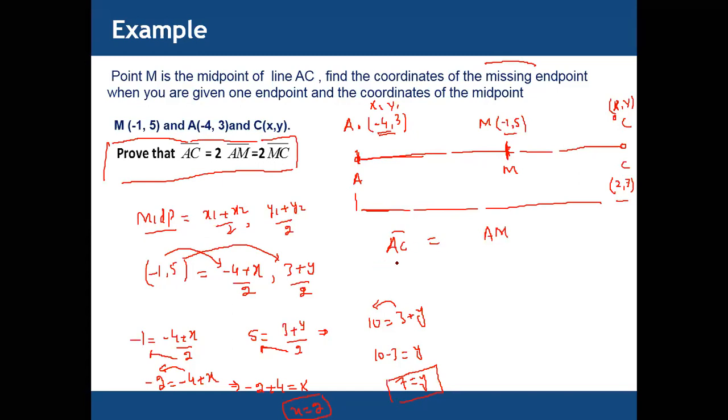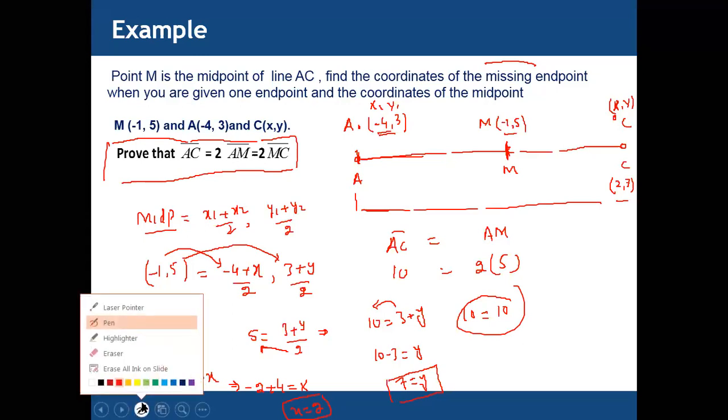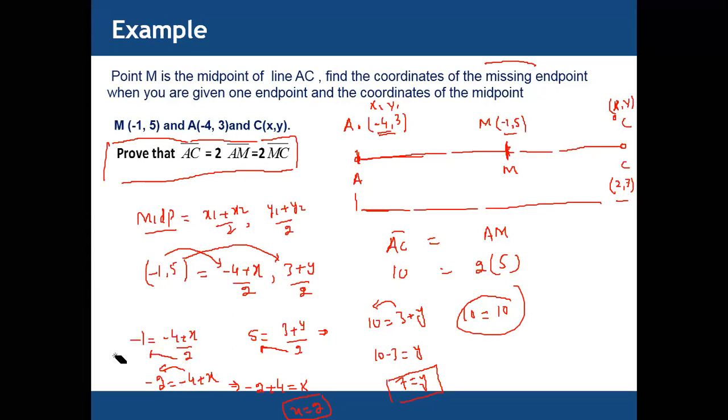Let's suppose the AC distance is 10, so the AM distance will be 5. Then if you multiply by 2, both sides will be 10, 10. Great. So how can we find it? Let me erase that, then we can prove the distance of AC and AM.